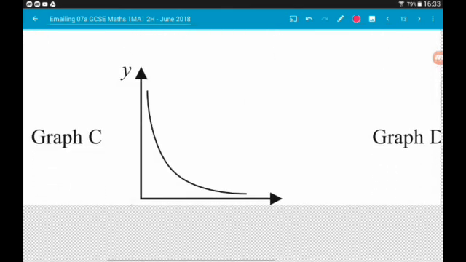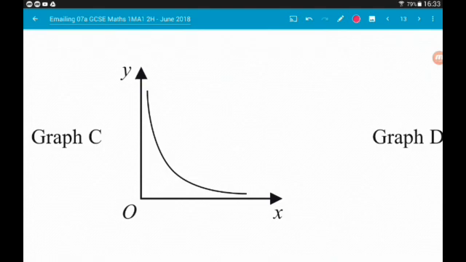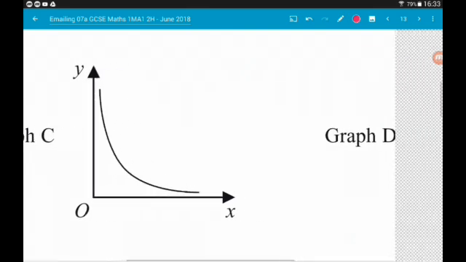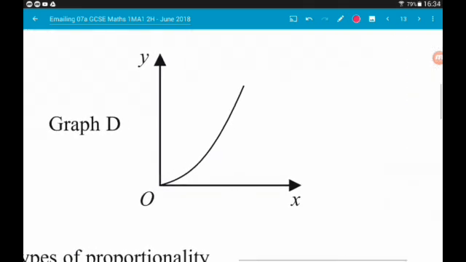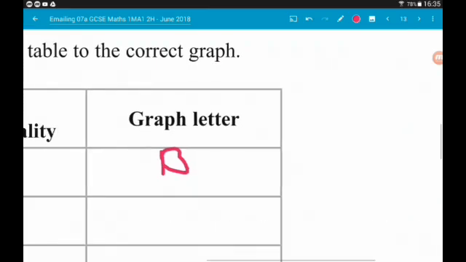This bottom left one, we can see as x is getting bigger, y is getting smaller, or as x is getting smaller, y is getting bigger. So it can't be that one. Must be this guy then, which it is. So we can see with this guy that as x increases, the graph gets steeper and steeper, faster and faster. So it's D.